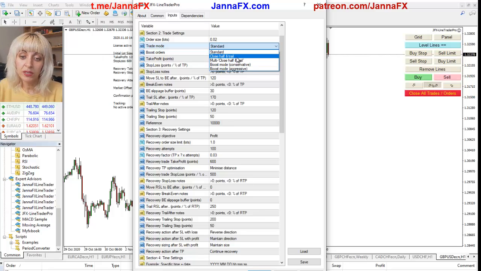But the main one I'm still going to leave is my half and trail. I still prefer this one as a bit safer trading, let's say. But you have the options, more options.